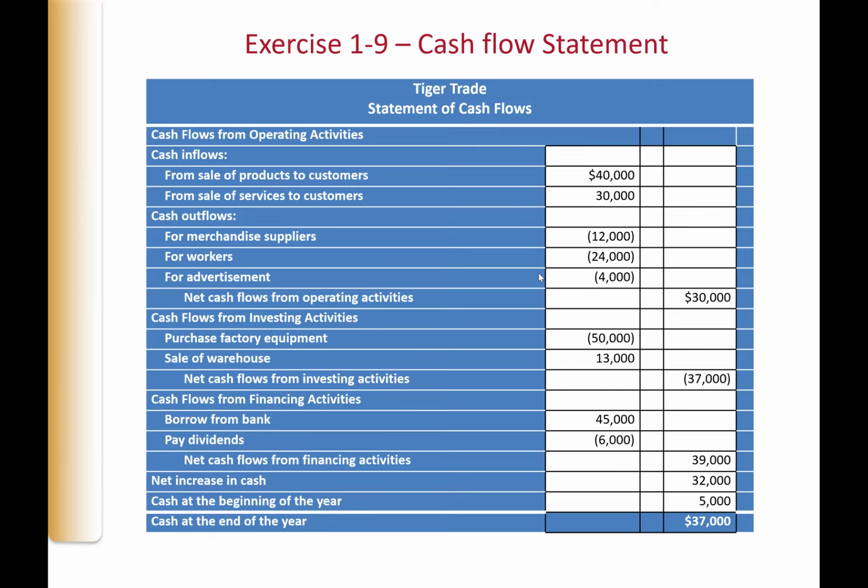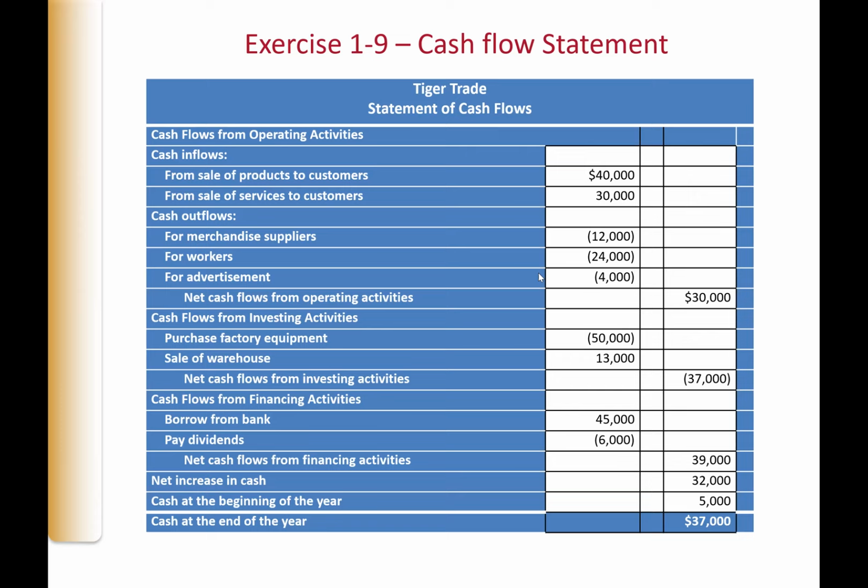So our operating activity section is why the company's in business. We would show monies coming in from the sale of products and services to customers. And then the monies going out would be to help run the cost of providing those revenues: buying merchandise, paying money for salaries and for advertising. So we show the cash coming in minus the cash going out, and our net cash flows from just the operating activities here is $30,000.